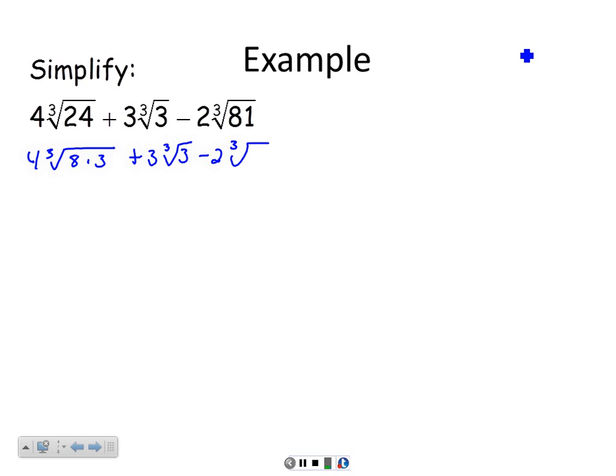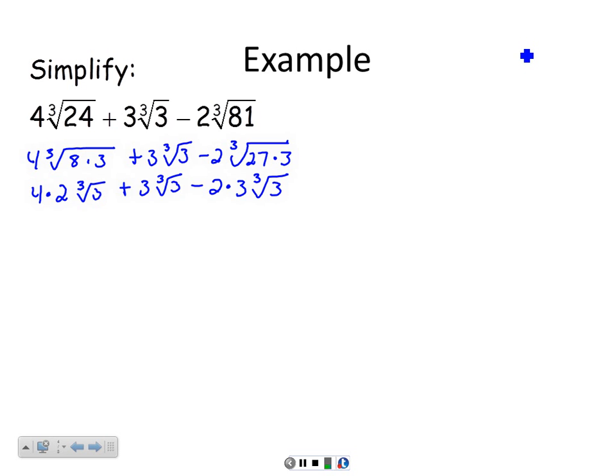And then the cube root of 81 is going to break down into 27 times 3. And so we're going to have 4 times the cube root of 8 is 2, and then we have the cube root of 3 left under, plus 3 times the cube root of 3, we can't do anything there, minus 2 times the cube root of 27 is 3 cube roots of 3.